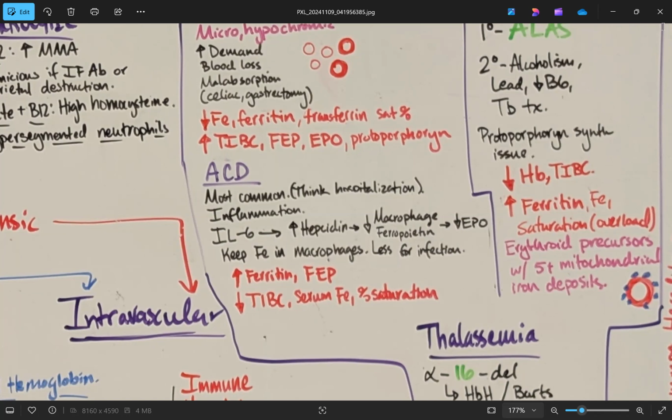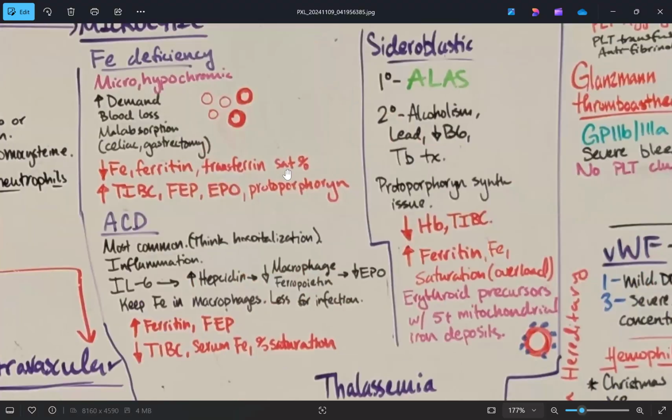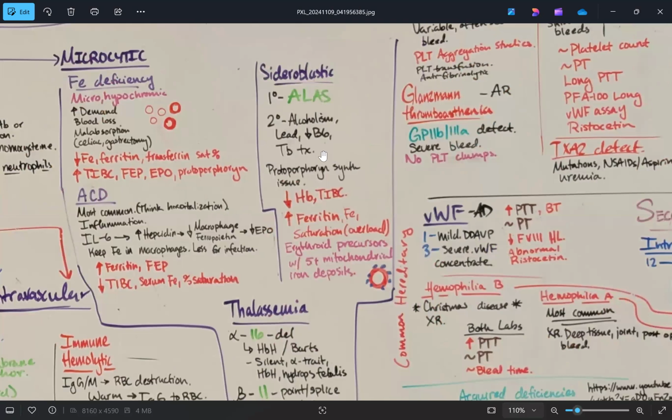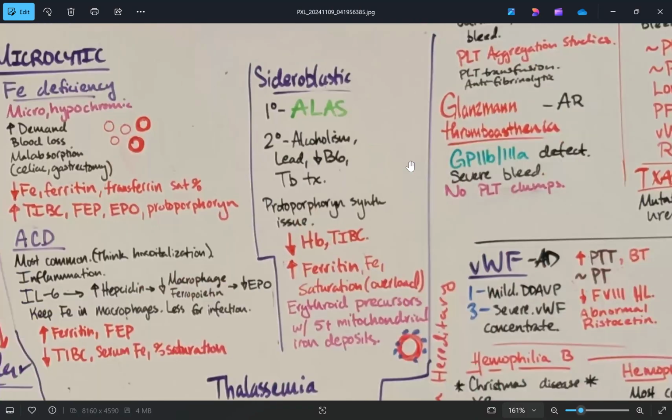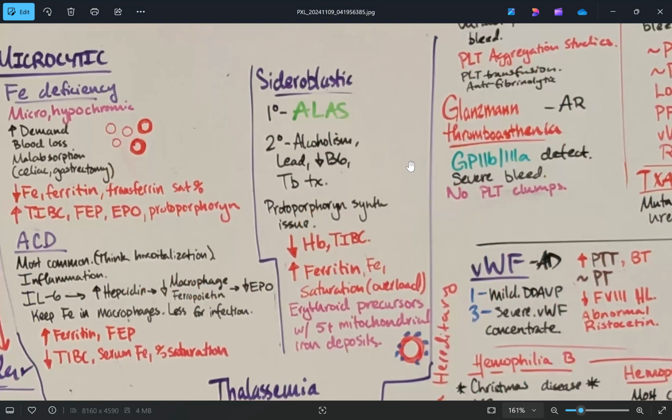Next, we'll talk about sideroblastic anemia. There's two different types. Your primary, which will be a defect in your ALAS gene or protein, and then your secondary, which is associated with alcoholism, lead poisoning, or decreased B6, as well as tuberculosis treatments. This is an issue in protoporphyrin synthesis, and so if you have less protoporphyrin, you're going to have less red blood cell creation. You will see lower hemoglobin in general, as well as lower TIBC.